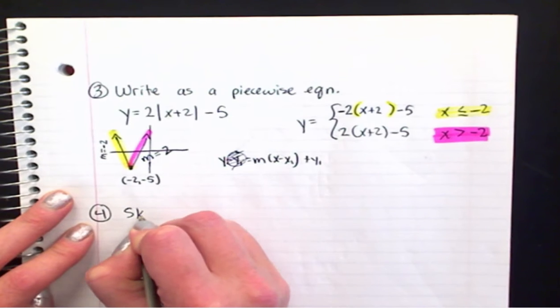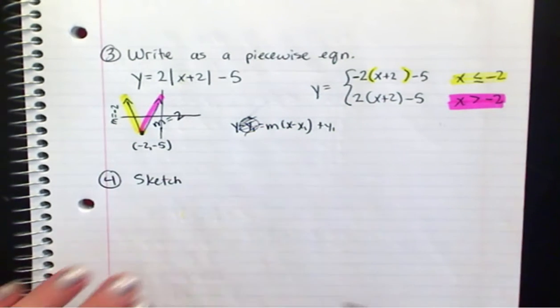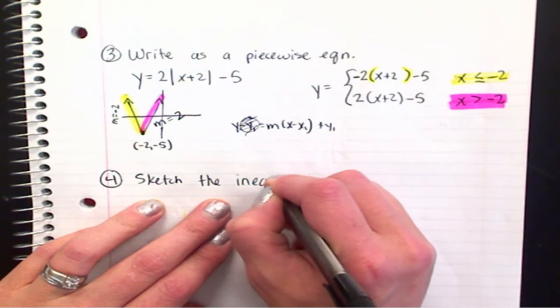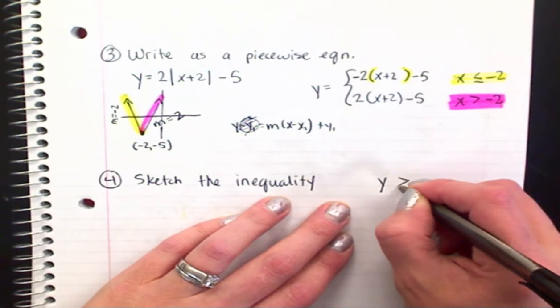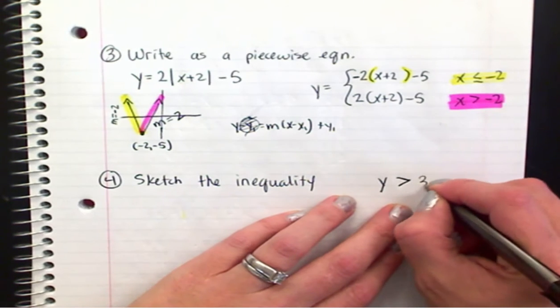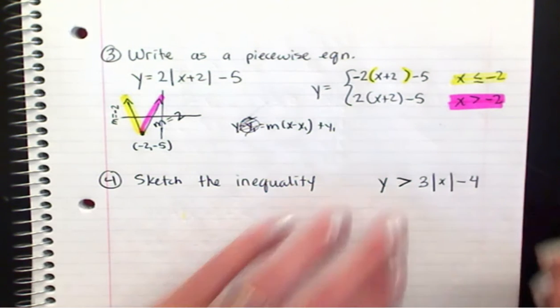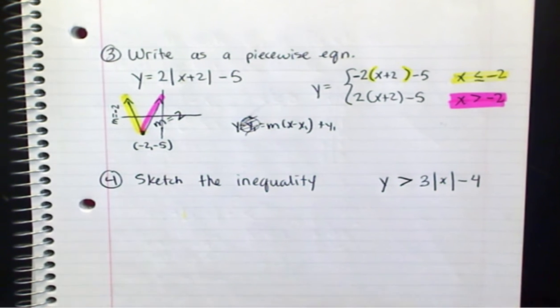Sketch. Sketch means I don't need it to scale. Okay, that's what sketch means. Sketch the inequality. Y more than 3 absolute value of x minus 4. See how much bigger those bars are? You don't think it's a 31x. It's 3 absolute value of x minus 4.